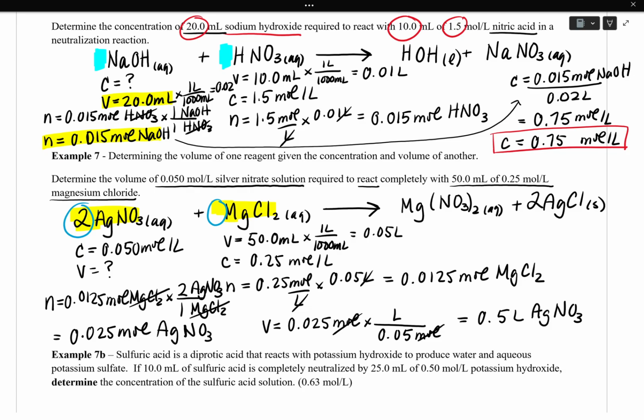And then I'm going to take a look at all of my significant digits. I have 2 here, 3, and 2. So we're going to round to 2 digits. So my final answer will be a volume of 0.50 liters of AgNO3.